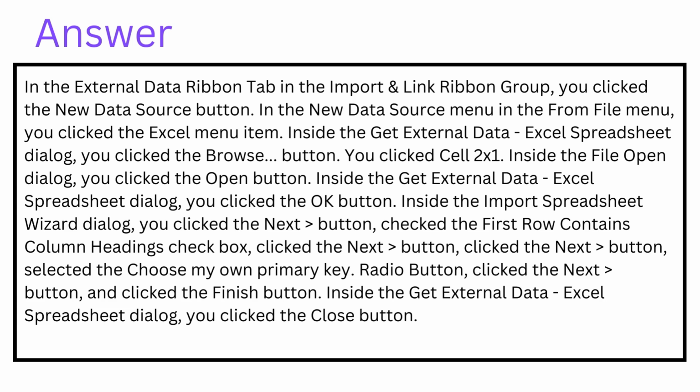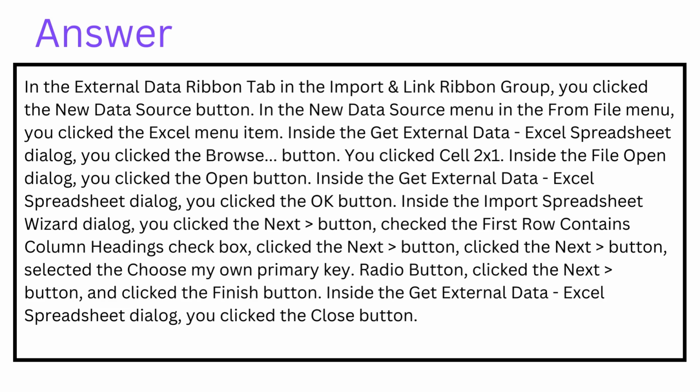You select the accounting Excel file. Inside the File Open dialog, you click the Open button. Inside the Get External Data - Excel Spreadsheet dialog, you click the OK button. Inside the Import Spreadsheet Wizard dialog, you click the Next button.